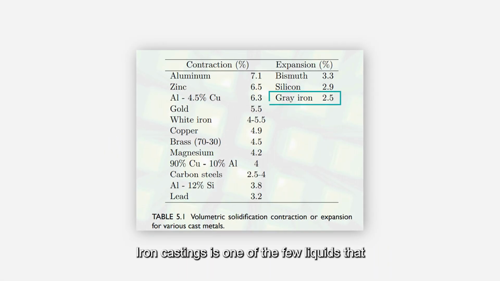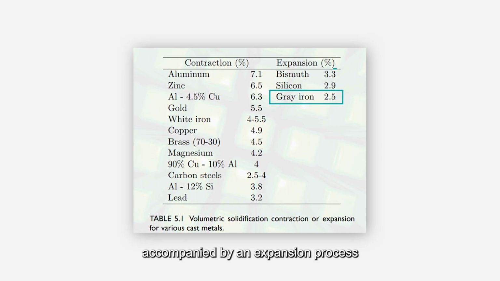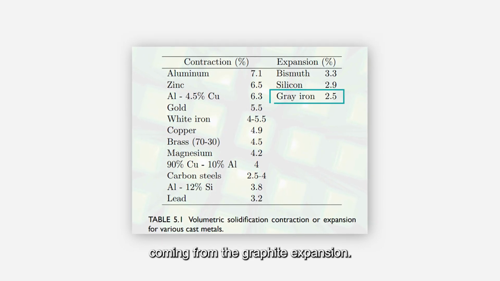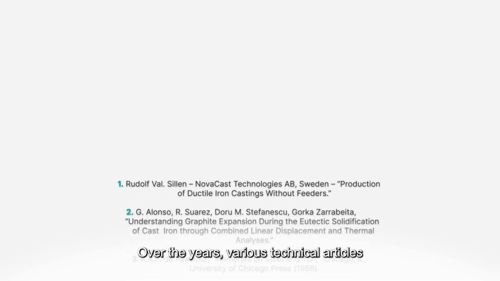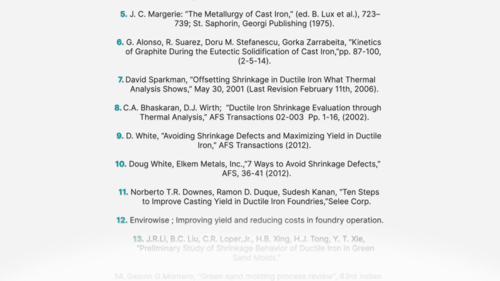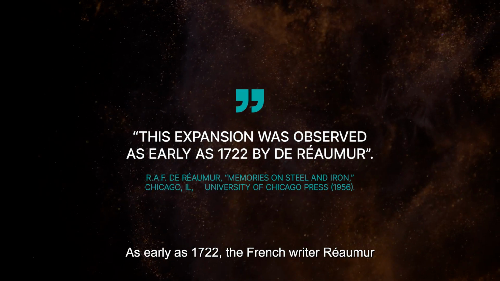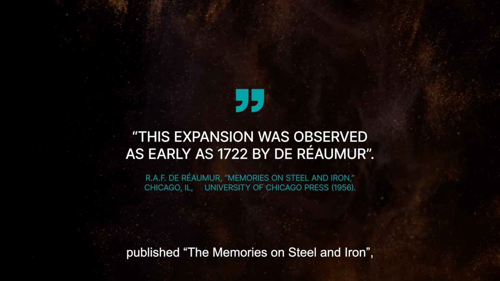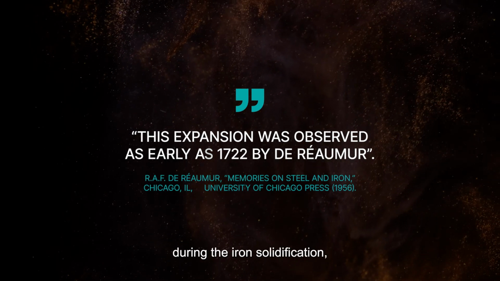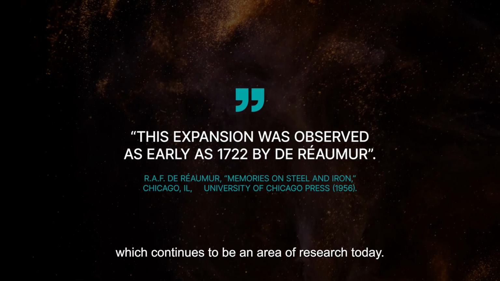Iron casting is one of the few liquids that, during the solidification phase, is accompanied by an expansion process, coming from the graphite expansion. Over the years, various technical articles have documented this physical phenomenon. As early as 1722, the French writer Réaumur published the Memories on Steel and Iron, mentioning an expansion process during the iron solidification, which continues to be an area of research today.